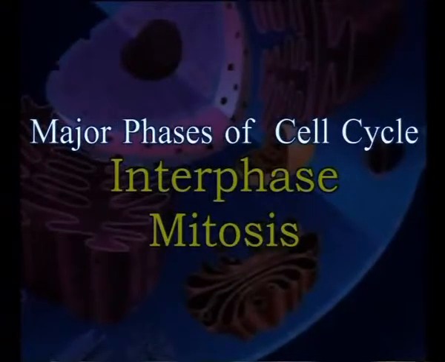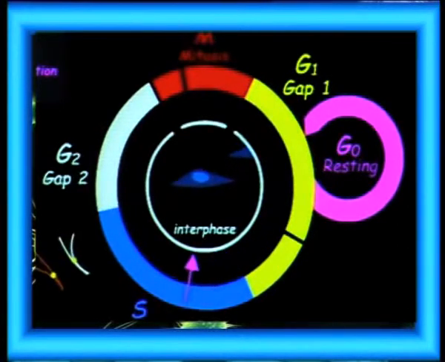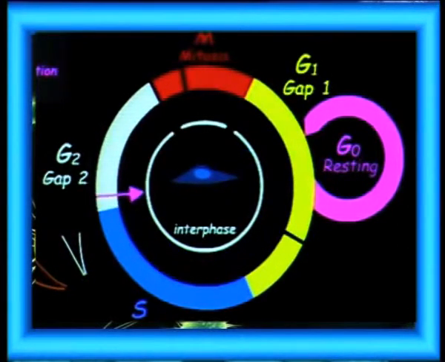Now, there are two major phases of the cell cycle: interphase and mitosis. First of all, interphase. Interphase is the holding stage, or stage between two successive cell divisions. It is the phase of the cell cycle in which the cell spends the majority of its time and performs the majority of its purposes, including preparation for cell division.